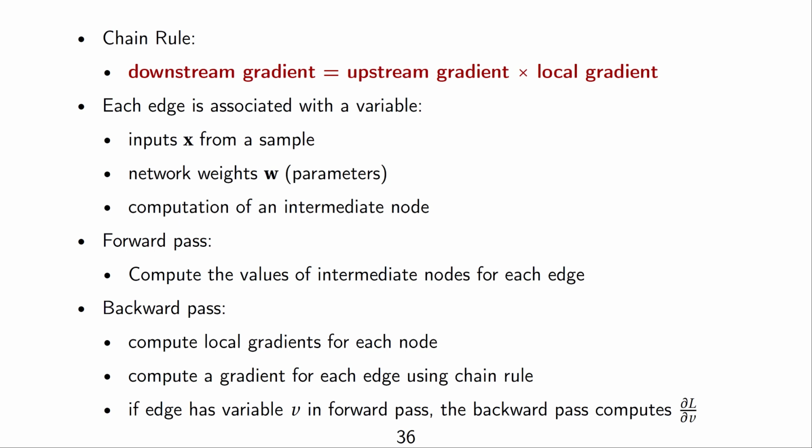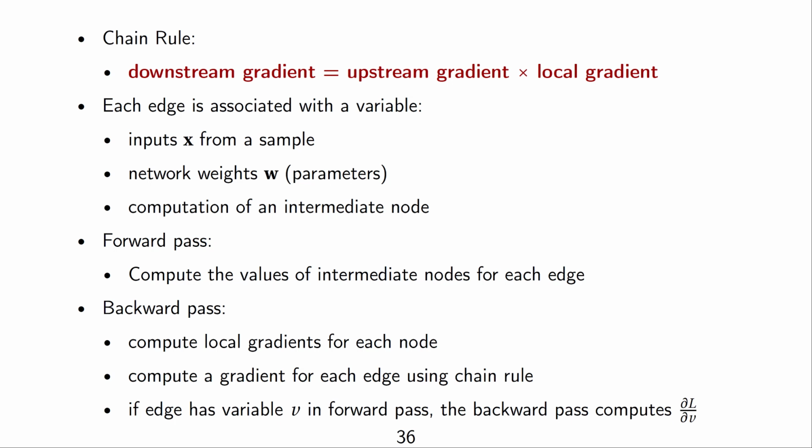All right, so again, the chain rule is downstream gradient equals upstream gradient times local gradient. Also, as a review, what data travels along edges. So we have inputs x, we have the network weights, the network parameters, and we have the output of computations of intermediate nodes. In the forward pass, we compute the values of intermediate nodes for each edge, and in the backward pass, we compute local gradients for each node. We compute a gradient basically for each edge using the chain rule.